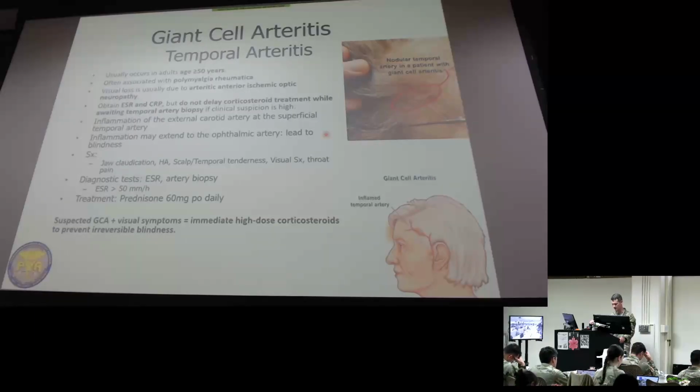Some of the symptoms that we see, it's not just like your normal, hey, I kind of have a headache. These guys have jaw claudication, jaw gets very painful, hard to swallow. They have headache, they have scalp tenderness, temporal tenderness, visual symptoms, throat pain. It kind of spreads out everywhere from there. But CRP is useful for us to tell.